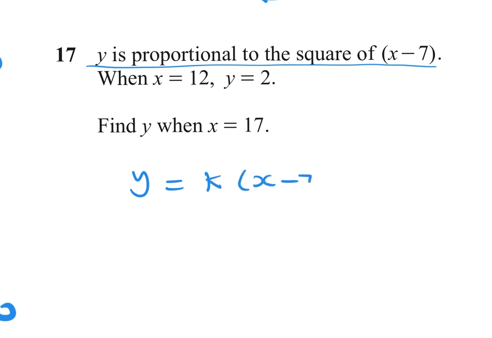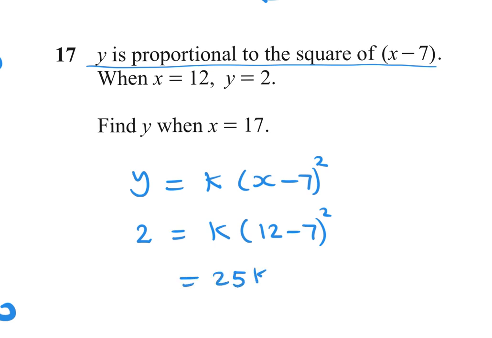Now how to find k? Substitute x and y. So y equals 2 and x equals 12. So 12 minus 7 squared. 12 minus 7 is 5. 5 squared is 25. So 25k equals 2. So can you find k?